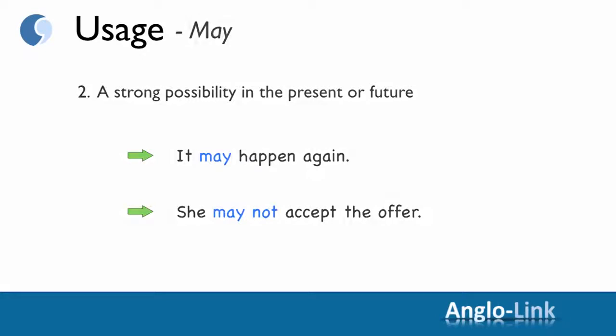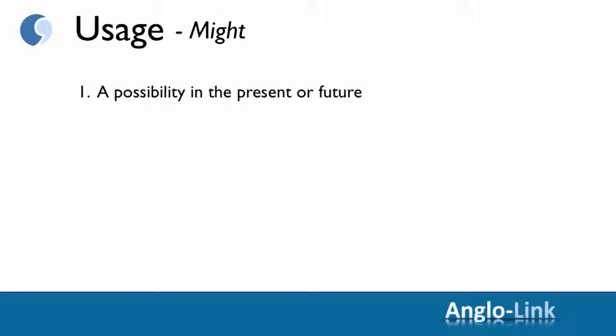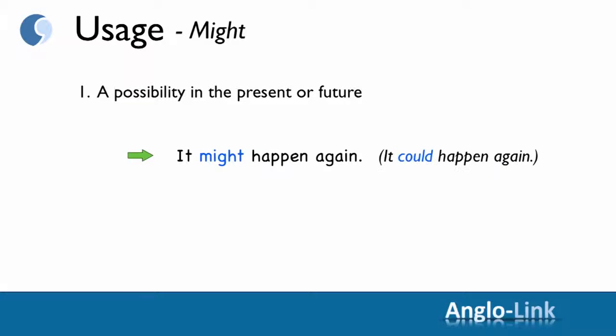And finally, let's look at might. Might is also used to express a possibility in the present or future, and it's slightly weaker than may. So we can also say, it might happen again. We can also use could, but may and might are more common for possibilities. She might not accept the offer. We do not use could in the negative for a possibility.